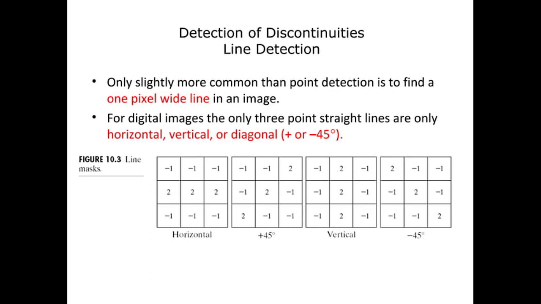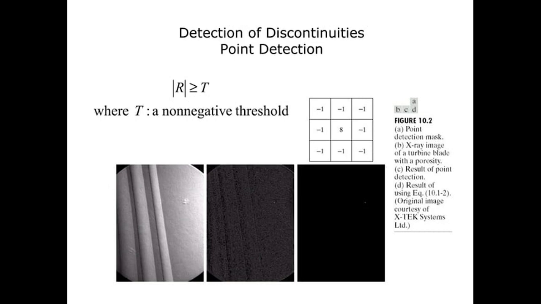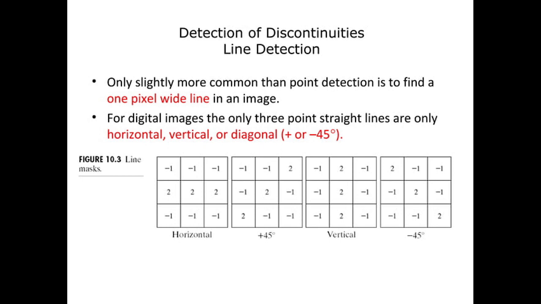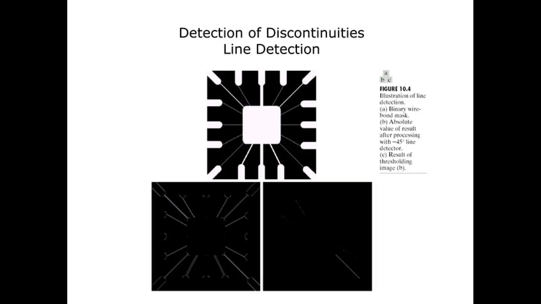What is line detection? Here also the mask is like this. In point detection, in the mask only one pixel is different from its neighbors. But in line detection, you see the mask for the horizontal line is like this. For the plus 45 degree line, the center pixel, you see it is 2, 2, 2, and for vertical the center column is 2, 2, 2, and for minus 45 the diagonal is like this. By placing this mask over the image and multiplying the coefficients with the image gray values, we find one value and compare it with the threshold.